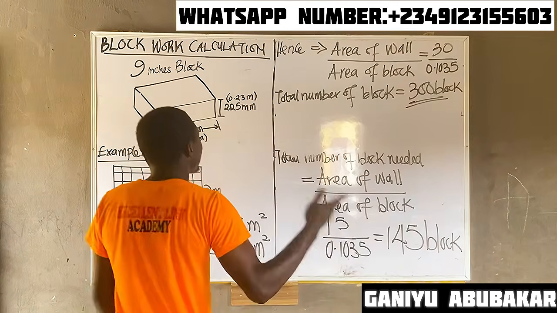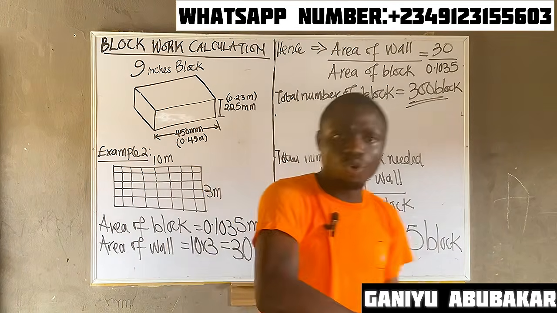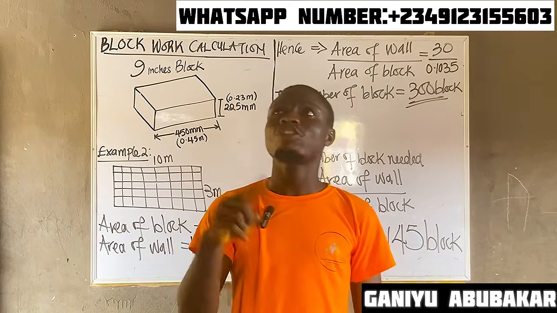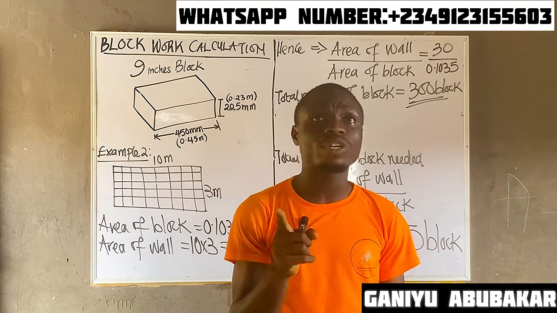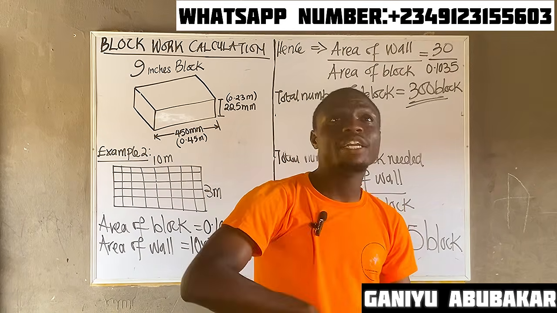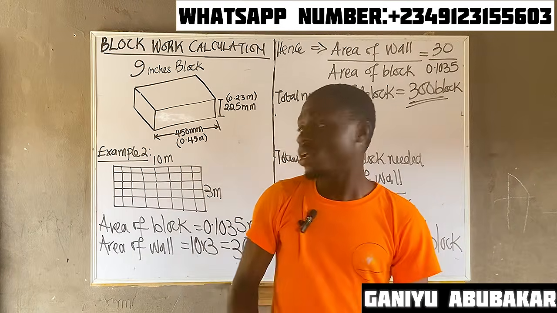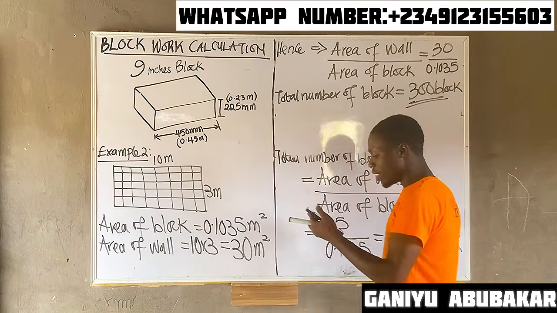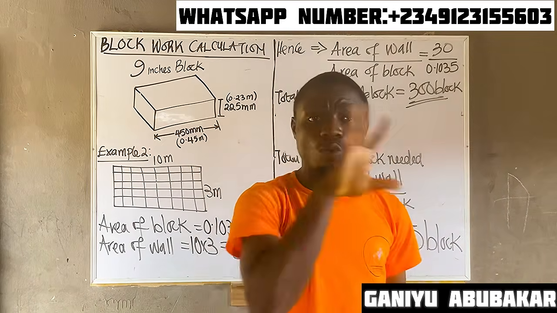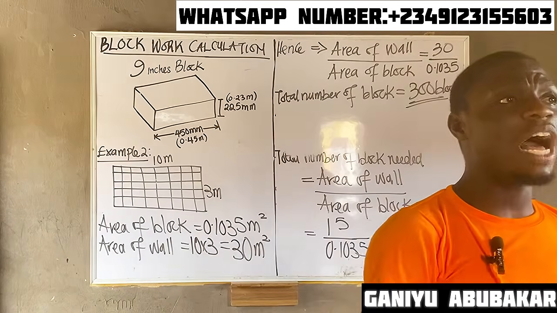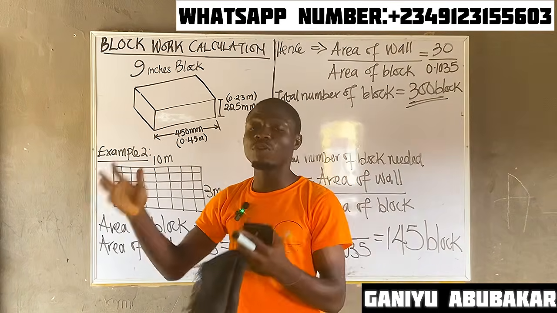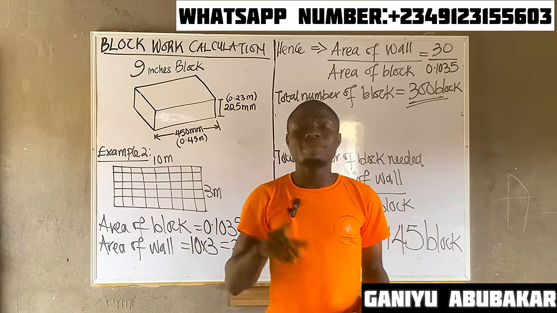Now, in a case whereby you have a window and a door in a particular wall, what do you do in that case? How do you get the total number of blocks needed when you have a door and a window? Let's look at that concept, please. So let's take an example to better explain that. I'll give you a wall. In that wall, you will have a door and a window. I will now show you how you can get the number of blocks you need in that case.